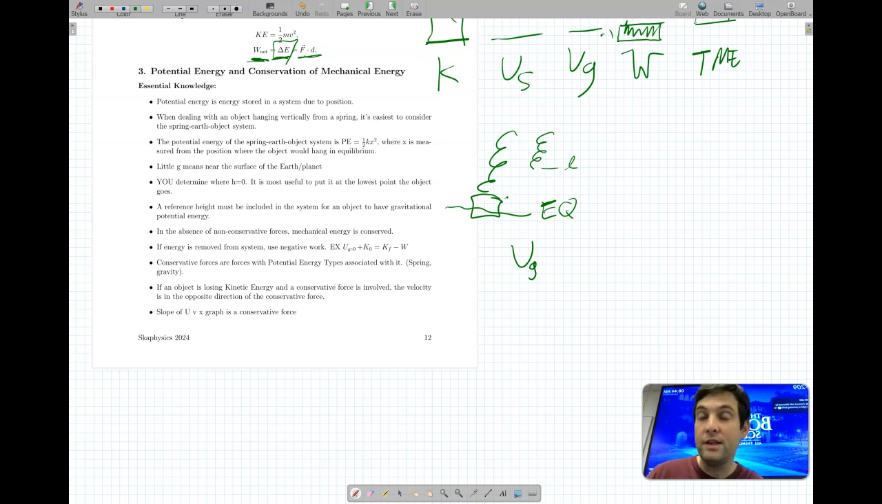Because I have not included the Earth in my system, there's no reference height, so there's no gravitational potential energy. Why would it fall then? Because in that case, Earth is external to the system. So the Earth's gravity is going to do work on the marker and add energy into the system in the form of kinetic energy.